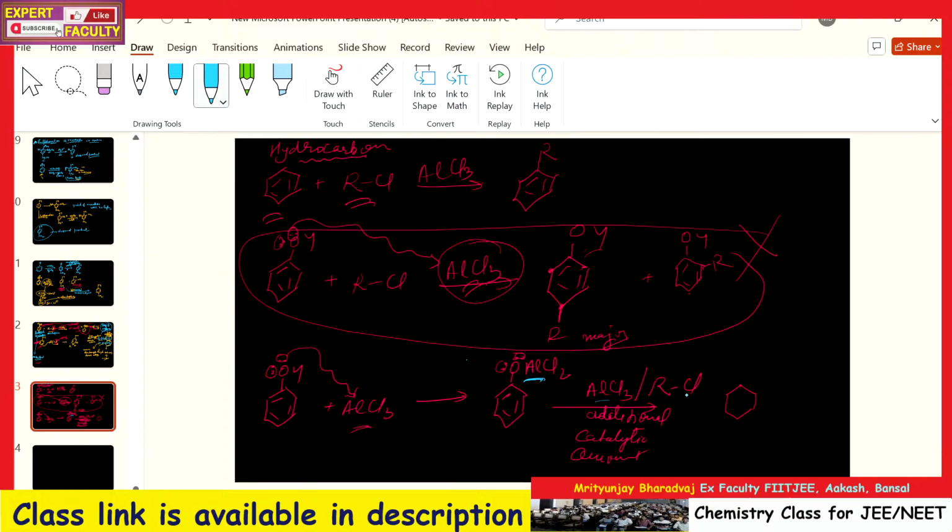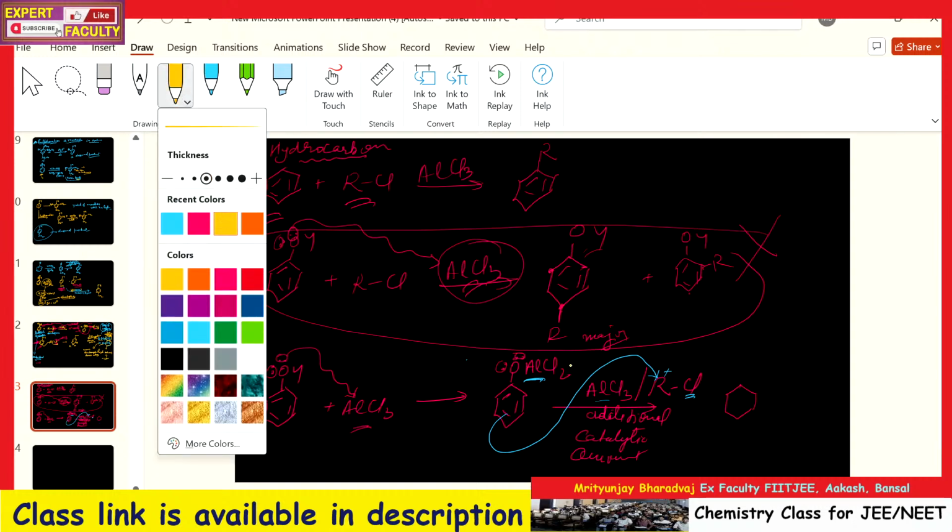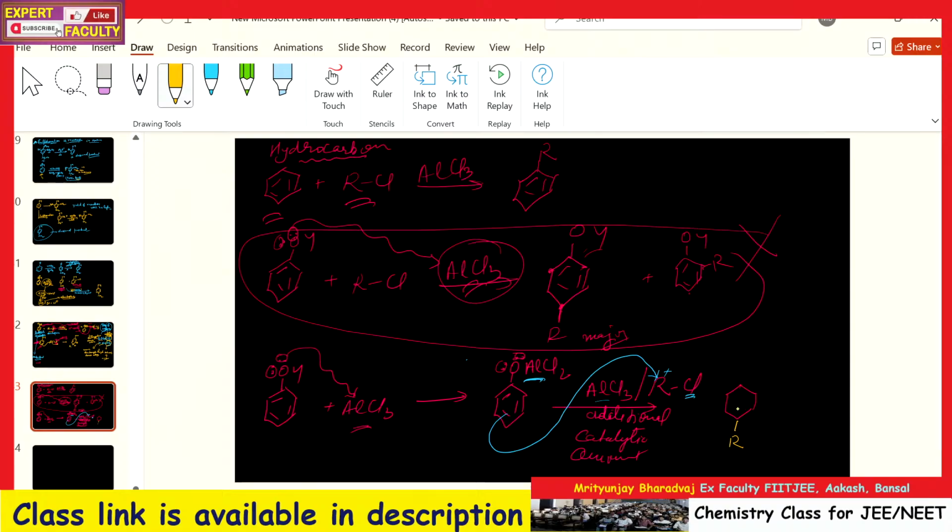Now the AlCl3 will connect with what? Cl. R plus will be generated. That R will get nucleophilic attack from the benzene ring. Finally, R will get bonded, giving my product. So we'll get R here, with O-AlCl2. This is ortho, and another will be, sorry, this is para, and another will be ortho also. Ortho will be minor, para will be major.